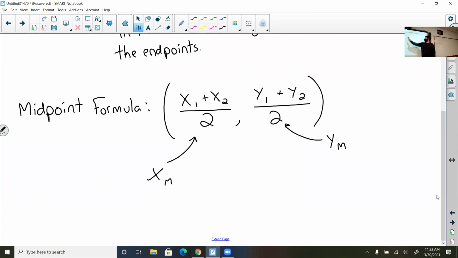So if I add my starting point and my ending point x values together and divide by 2, that will give me the x value of the midpoint. And then if I add the starting and the end point y values together and divide by 2, that will give me the y value of the midpoint.